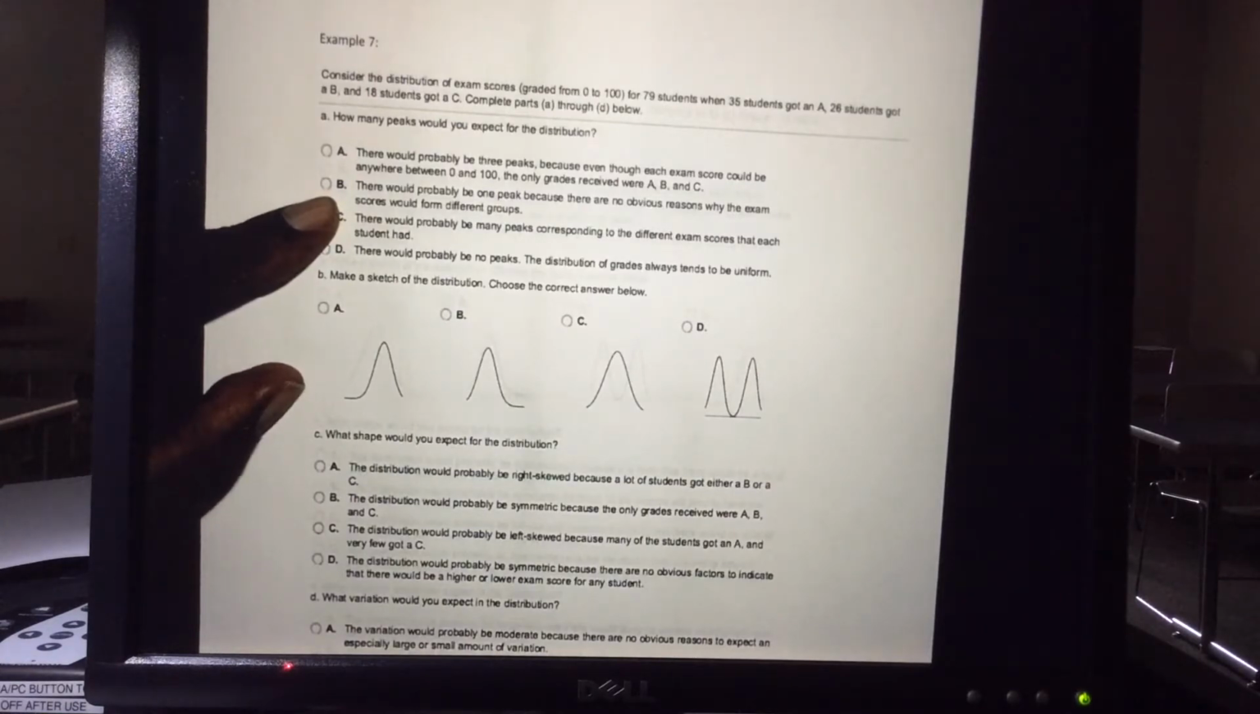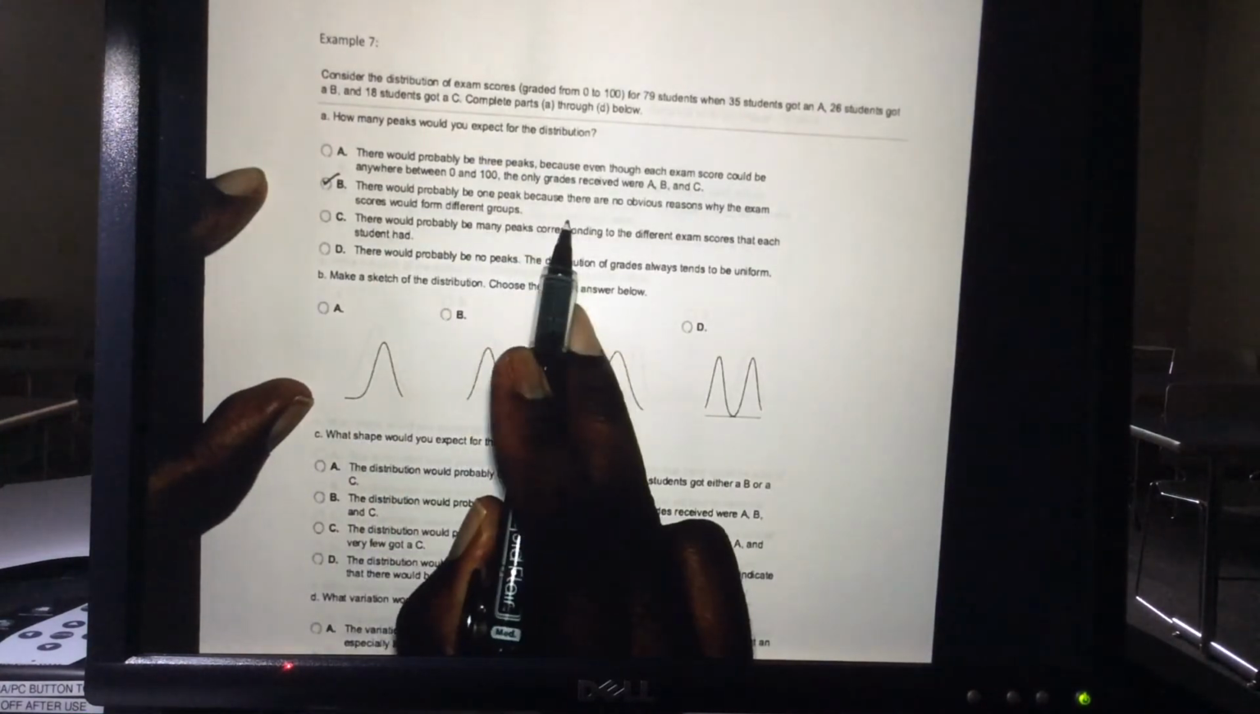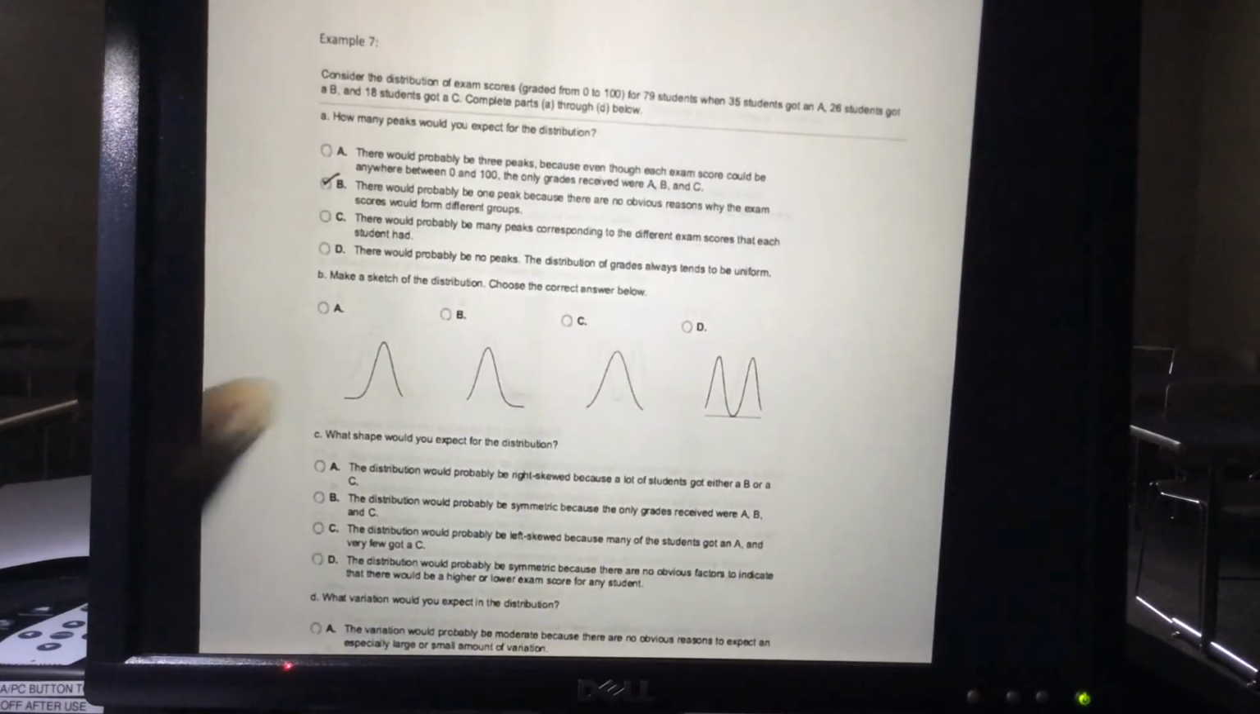In this case, it would be this choice right here, where there would probably be one peak, because there are no obvious reasons why the exam scores would form different groups. Okay. So here we only have one peak.